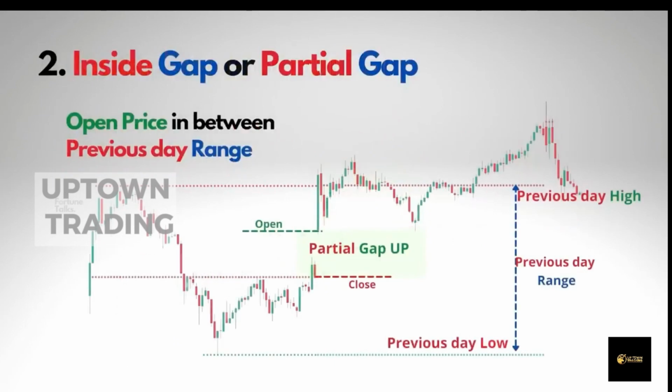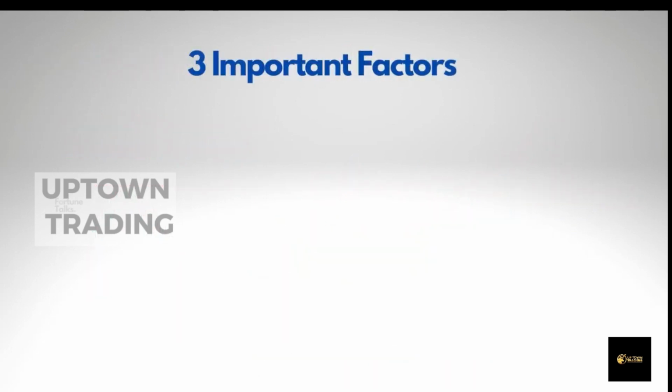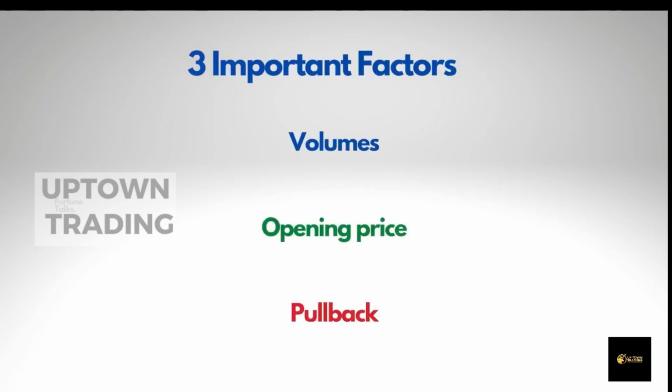The second type of gap is an inside gap or a partial gap. In this case, the market opened inside the previous day range. That is, in case of a gap up, the candle opened above the previous day close but not above the previous day high. So there are three main factors we have to monitor to determine whether the gap is real or a trapped gap. These three factors are the volume, the opening price, and the pullback to a particular level.